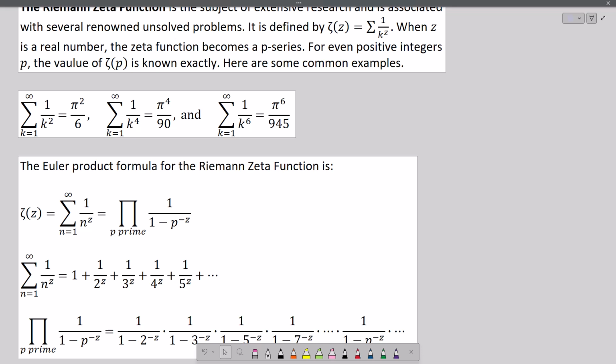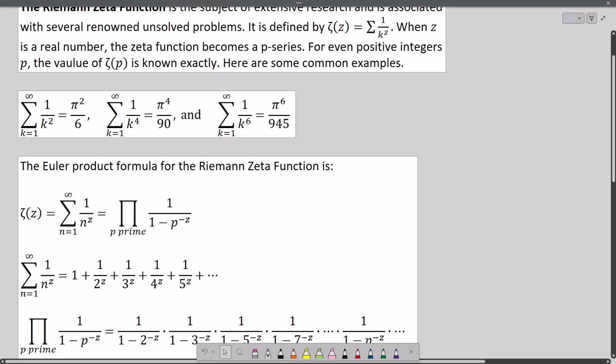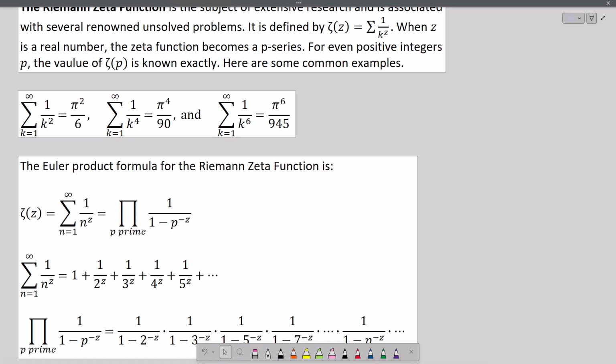The sum of the reciprocal powers of 4 adds up to pi to the 4th over 90, powers of 1 over k to the 6th, etc. Those are all known if the k power is even. These are all examples of the Riemann zeta function. Do you see anything to do with prime numbers there? Nothing to do with prime numbers. We're just adding infinite series.